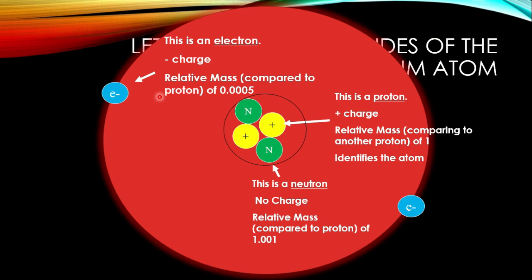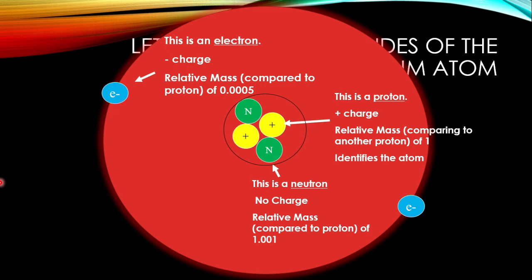So that means you will need 1,837 electrons in order to have a mass that is equal to a proton. Ganun kaliit ang mga electrons. Kaya yung kanilang mga mass ay negligible or kahit hindi na natin isama sa mga computations.